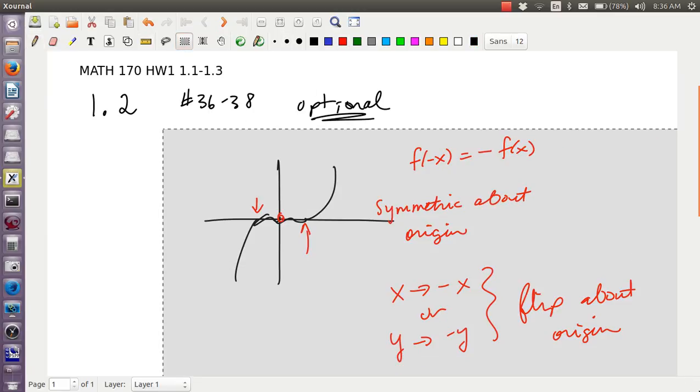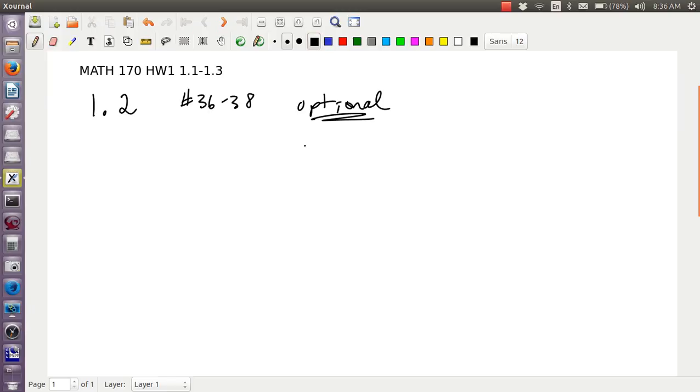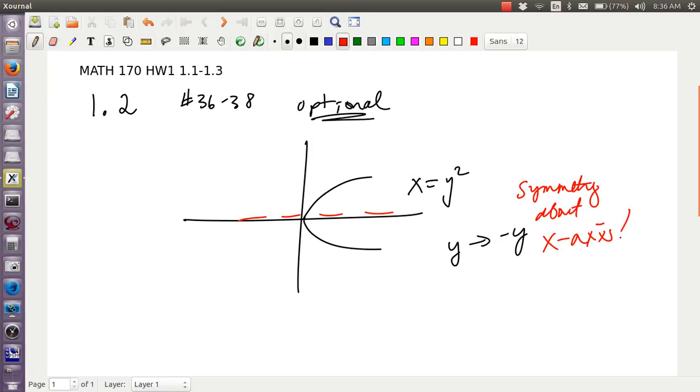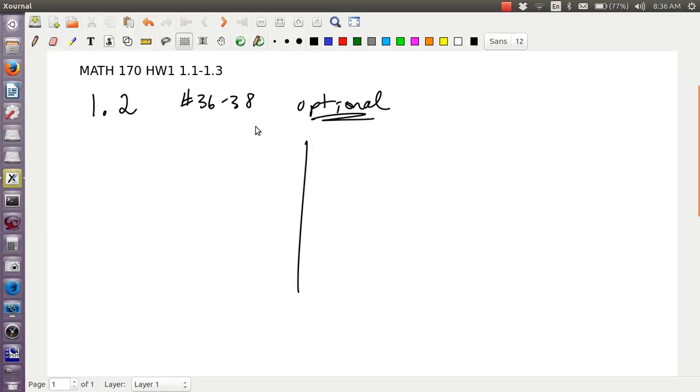All right, and then finally, we have this other situation, which we very rarely worry about, but I could say x equals y squared, right? And then if I replace y with negative y, in this case nothing happens to the function, then I know I have this kind of symmetry about the x-axis. Okay, so that's all that explanation. Now I can show you how to do the problems. Since they're optional, I can do the actual problems.